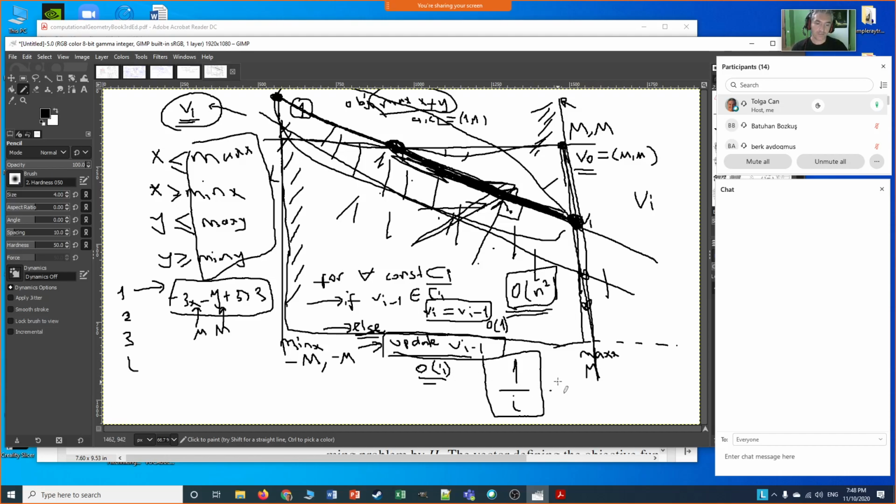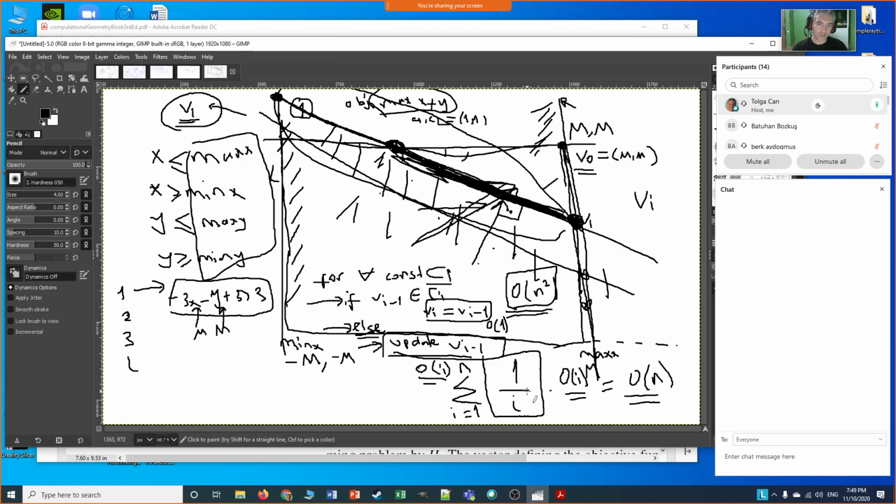So if you compute this, the probability of going into the else part at iteration i is 1 over i. You sum over all i from 1 to n. If you do this, at the end it turns out to be linear. So if the probability of executing the else part drops every iteration as the iterations get larger, the expected running time of the algorithm will be linear. So that's basically the randomized algorithm that we have.